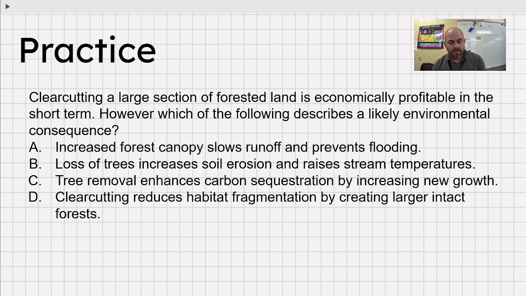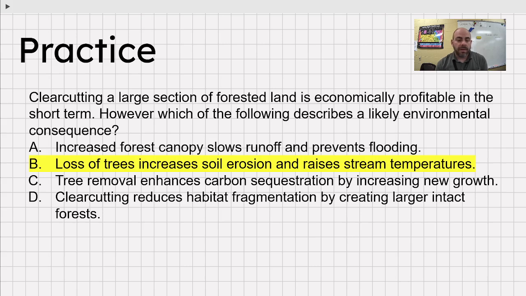Let's look at some practice problem. Clearcutting a large section of forested land is economically profitable for the short term. However, which of the following describes a likely environmental consequence? So we're going down to A, B, C, D, looking for something that's happening as a result of this. A: Increased forest canopy. We're not increasing the canopy by deforesting. A is not correct. B: Loss of trees increases soil erosion and raises stream temperatures. It does. I don't even need to look at C and D because I know that B is correct.